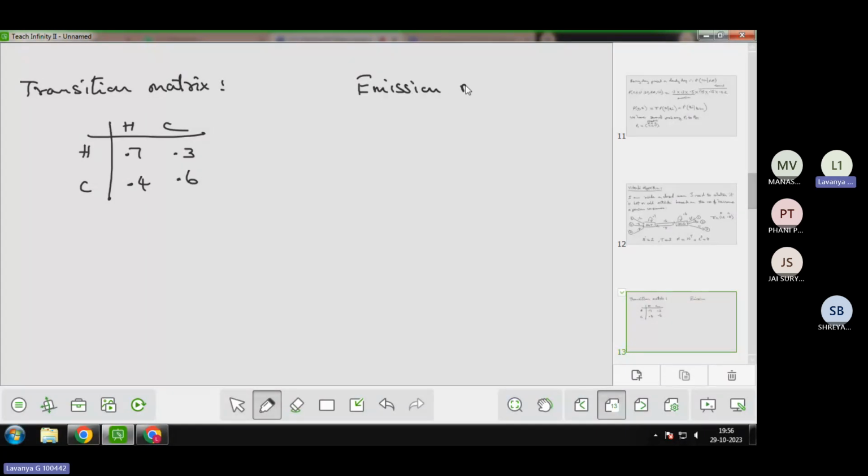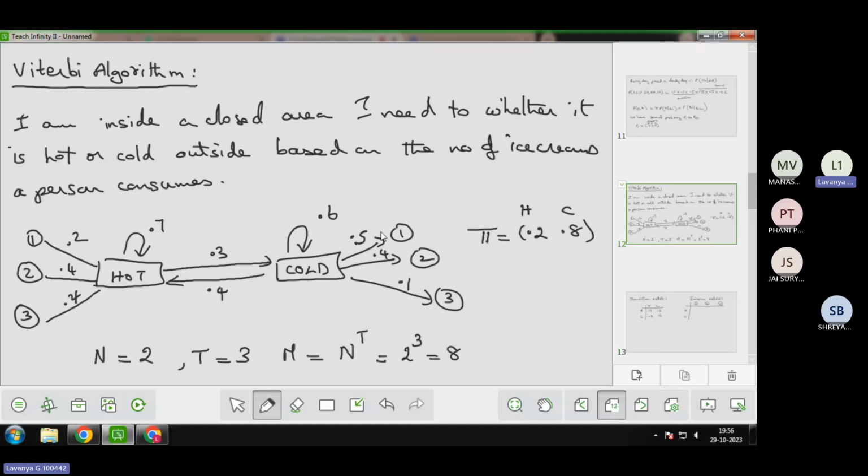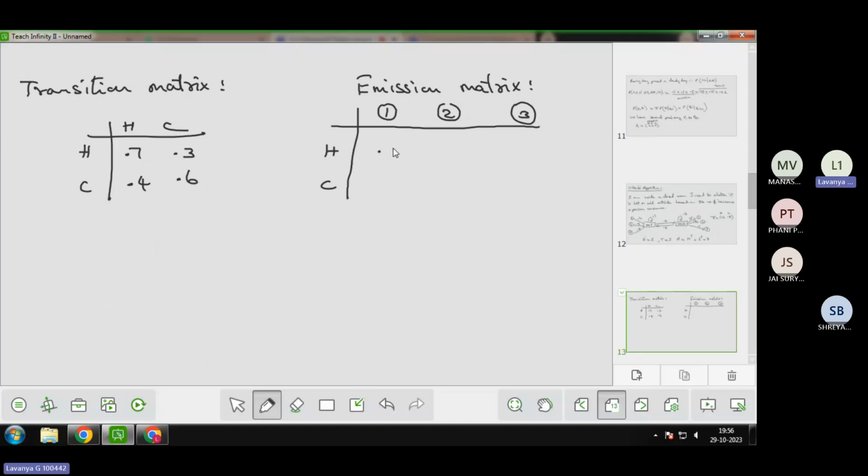Then you have to go for your emission matrix. I suppose you are gaining some familiarity with your transition matrix and your emission matrix. In your emission, visible states, you are having 3. Hidden states, you are having only 2, hot and cold. So for hot, it is 0.2, 0.4, 0.4. For cold, it was 0.5, 0.4, and 0.1.